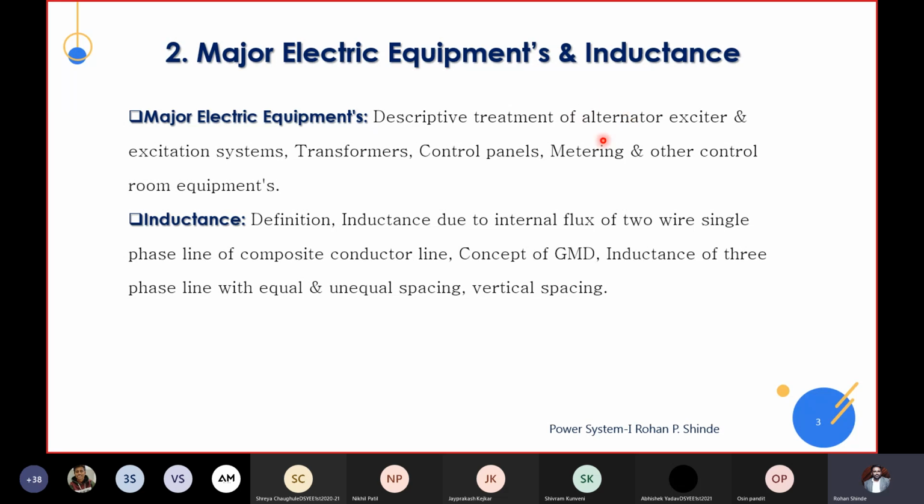That means this alternator requires excitation. Okay, now we have to see what the descriptive treatment of an alternator, exciter and excitation system is.